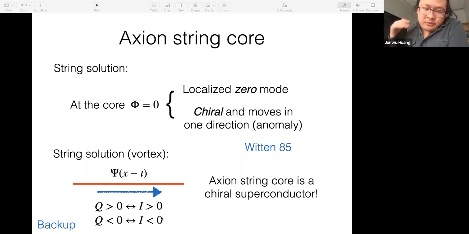So these string localized fermions are massless, which means they propagate without impedance, which is why some people say that the axion string core is a superconductor, and in particular it is a chiral superconductor, where the charged particles only move in a single direction on this 1+1D theory.